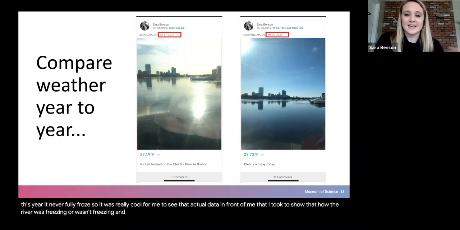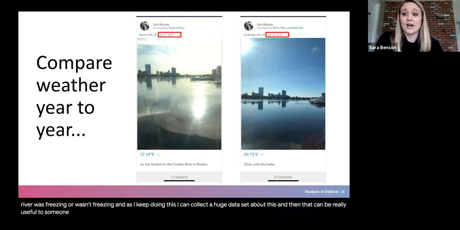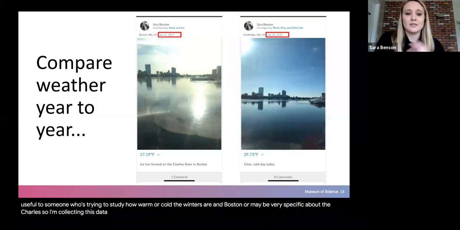And as I keep doing this, I can collect a huge data set about this, and that can be really useful to someone who's trying to study how warm or cold the winters are in Boston, or maybe very specific about the Charles. So I'm collecting this data not only for me, but maybe for someone who could use it in the future.